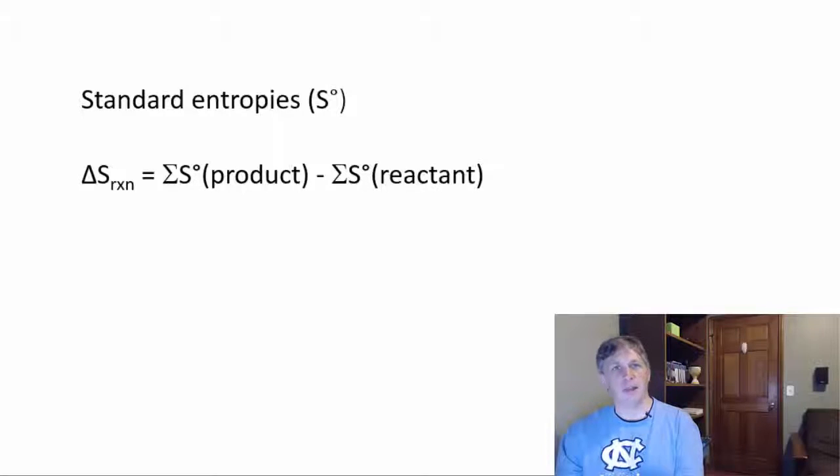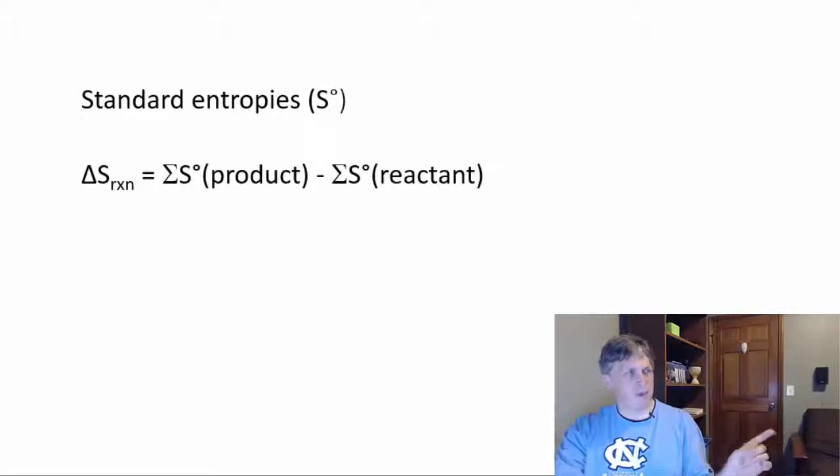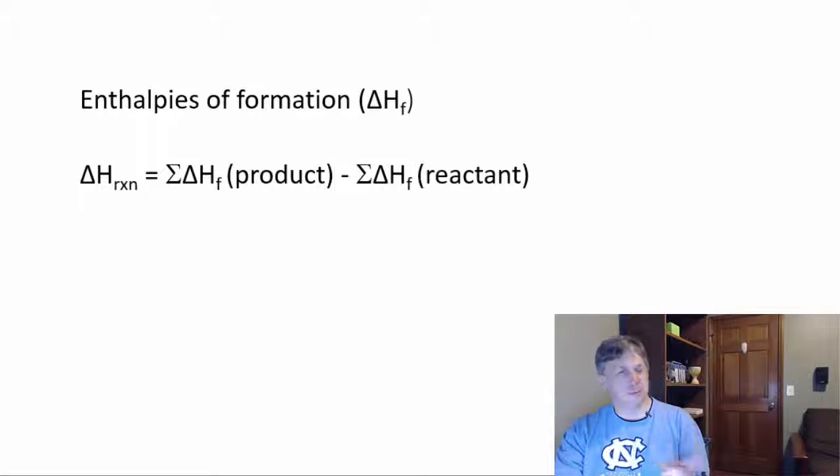So the way we use standard entropies to calculate the entropy change of a reaction is you sum up the total entropy on the product side, subtract the total that you see on the reactant side. And if that sounds familiar, the product minus reactant thing, it's because if you think back to when we introduced enthalpy change, one of the ways you could calculate the enthalpy change of a reaction was pretty much the same way, using enthalpies of formation. And you're going to do something really similar with Gibbs free energy. We talk about that guy later on.